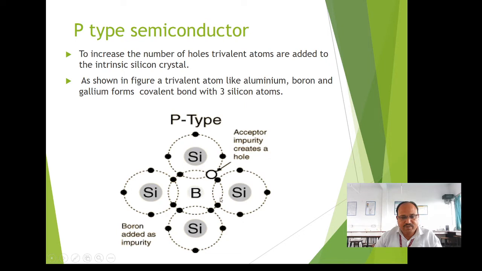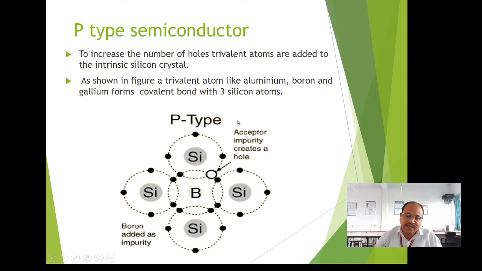Now in the last orbit of the boron atom there are only 3 electrons. Therefore, as shown in this figure, 3 electrons of this boron atom form covalent bonds with 3 silicon atoms. See these 3. But since this upper Si atom does not get an electron, it can't form a covalent bond with this boron. So therefore there is a vacancy.